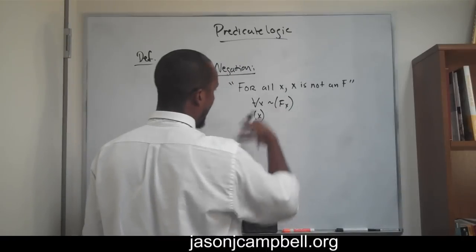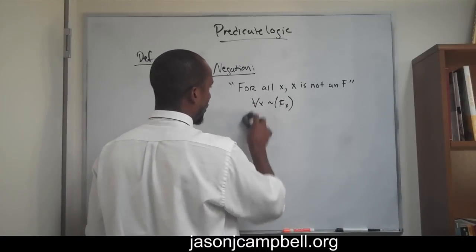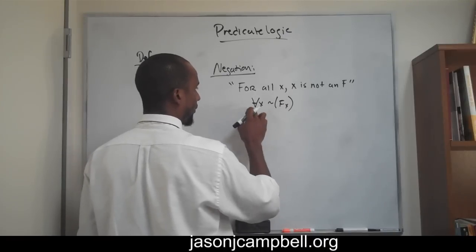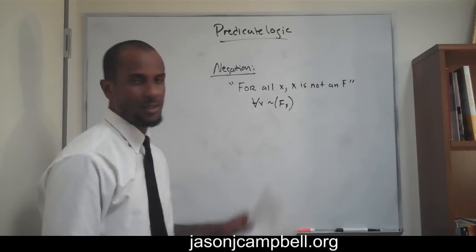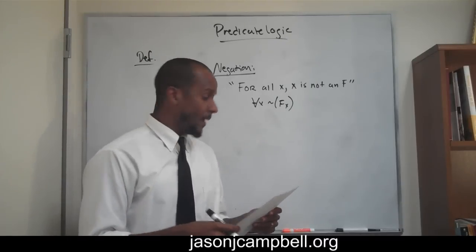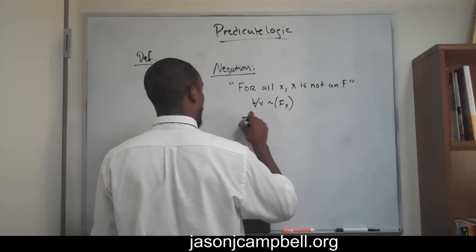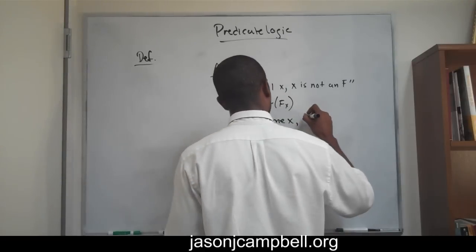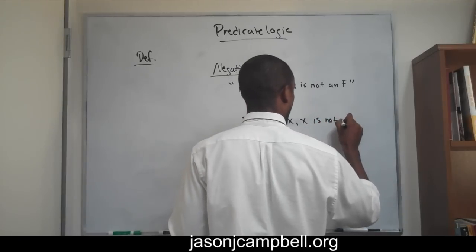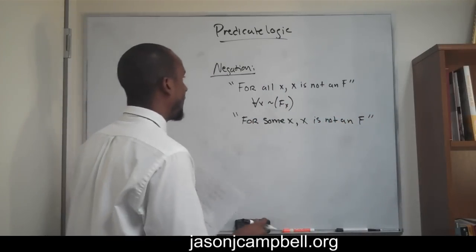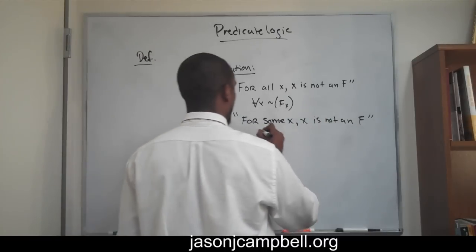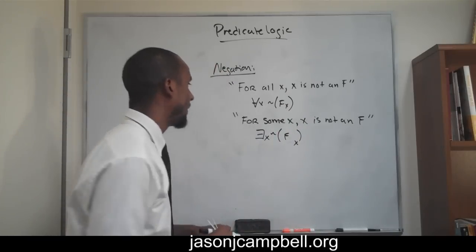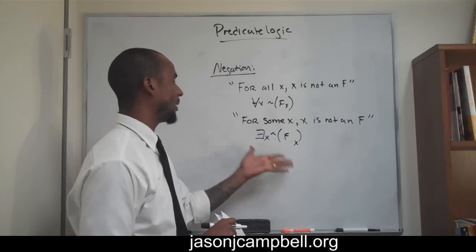Obviously it would be the same. I don't want to confuse it anymore, you know that these symbols are interchangeable, but if we write for all x, x is not an f, it's symbolized like this. You can put in whatever that predicate term might be. Let's do the existential. Imagine that the statement was for some x, x is not an f. It would be symbolized like that.